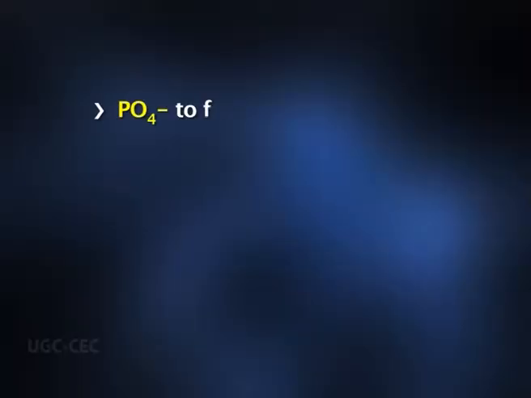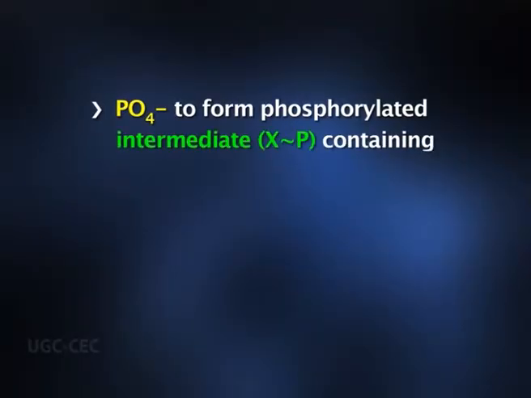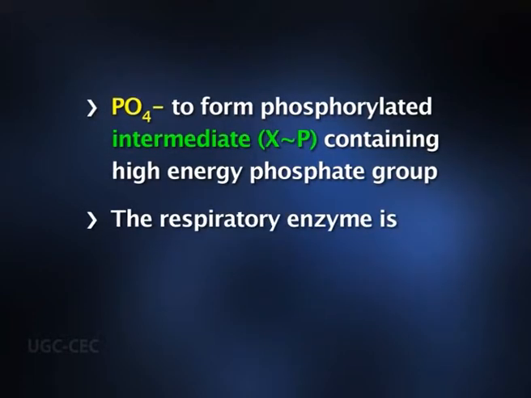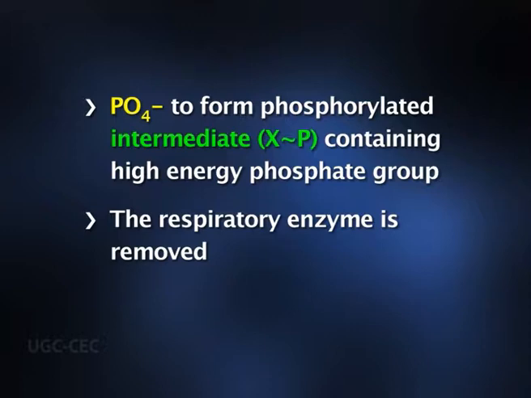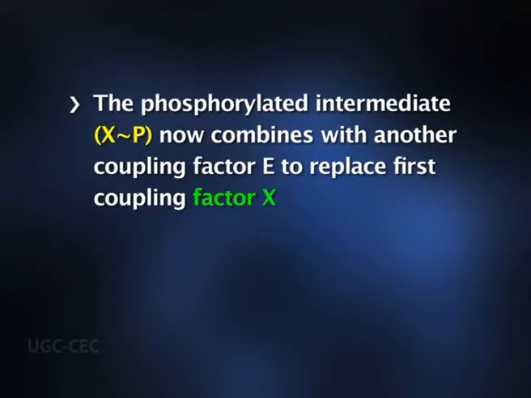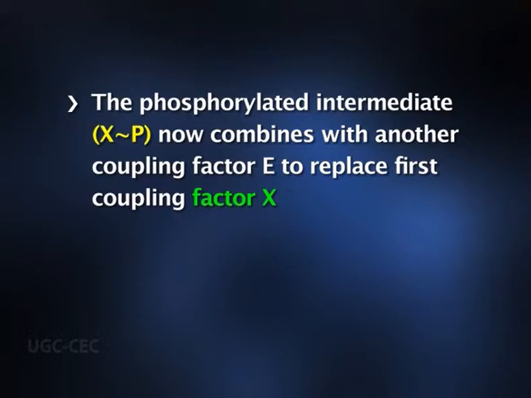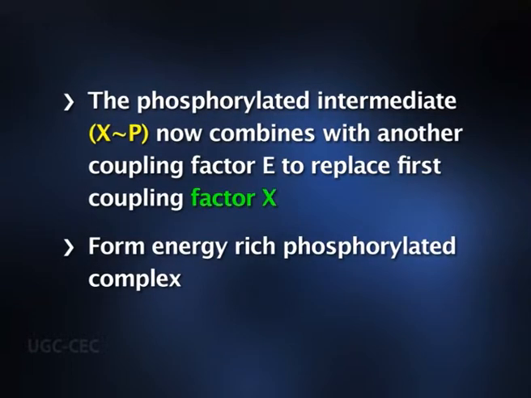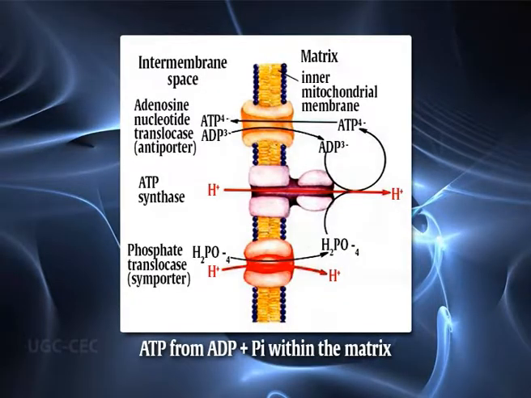Second, the high energy intermediate complex combines with phosphate to form a phosphorylated intermediate containing a high energy phosphate group. At this step, the respiratory enzyme is removed. Now third, the phosphorylated intermediate combines with another coupling factor E to replace the first coupling factor X and to form an energy rich phosphorylated complex, which catalyzes the synthesis of ATP from ADP and regeneration of the coupling factor E.